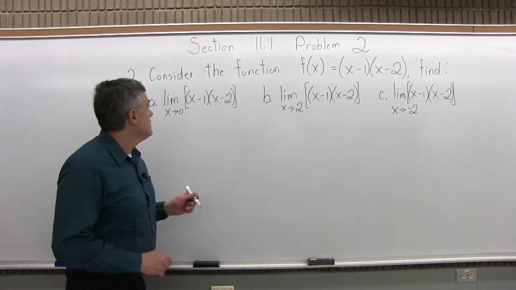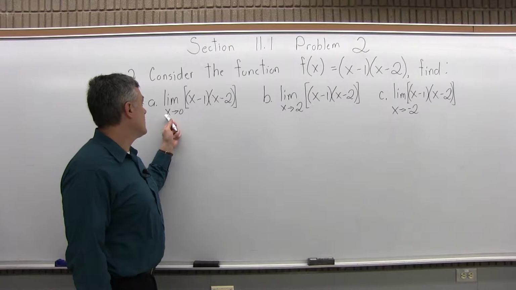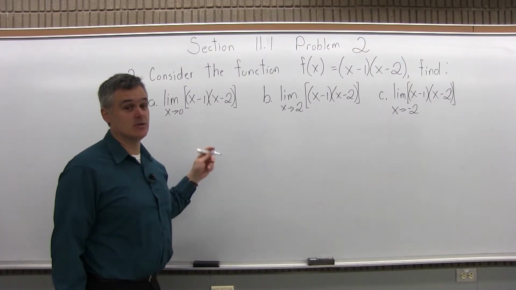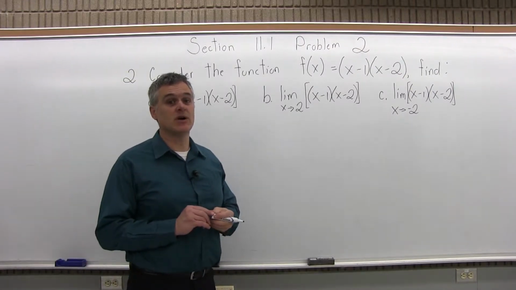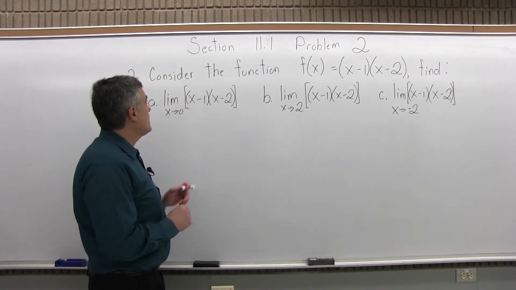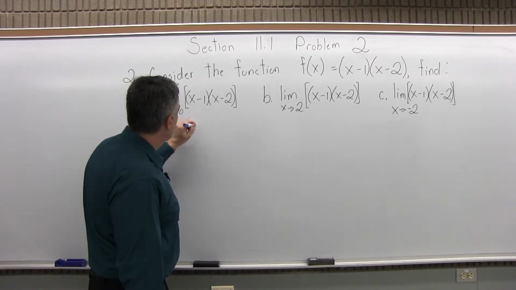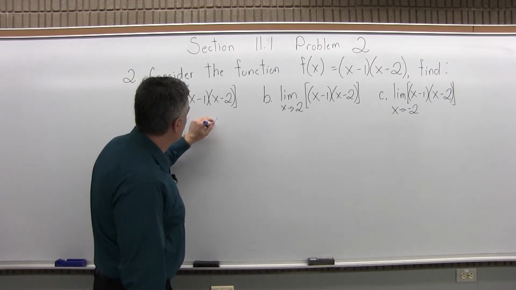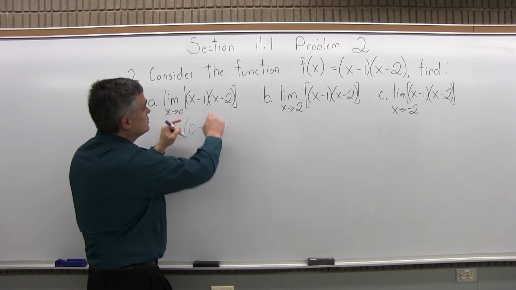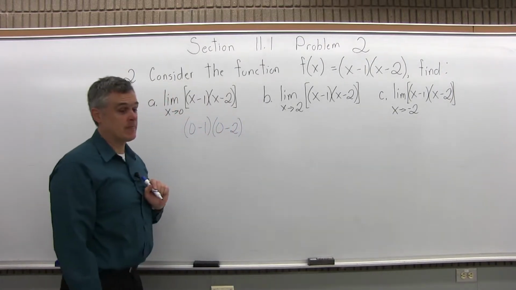In part A, it says find the limit of the function x minus 1 times x minus 2 as x approaches 0. So as you put in things very close to 0, see what you're getting out. So there's no reason why we can't actually just put in the 0 for x. So what we're going to get, the x minus 1 becomes 0 minus 1. The x minus 2 will become 0 minus 2.